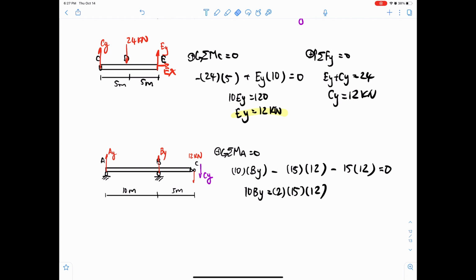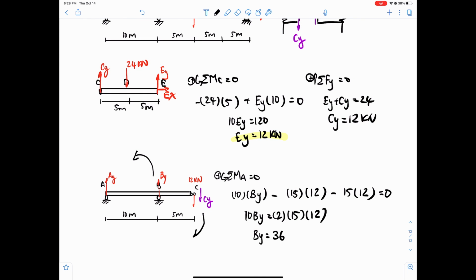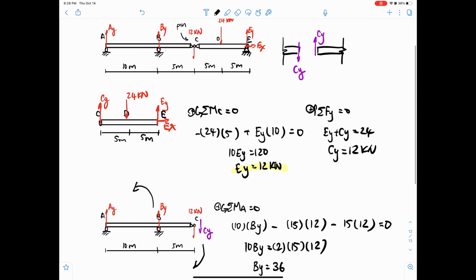So once we have that, we can just simply plug that into our calculator and solve. So 15 times 12 times 2 is equal to 360, divided by 10, so BY equals 36. And why do I feel like I am missing a negative somewhere? So always check the sign conventions. BY wants to spin it this way, this force, and CY wants to spin it this way. No, looks correct to me.